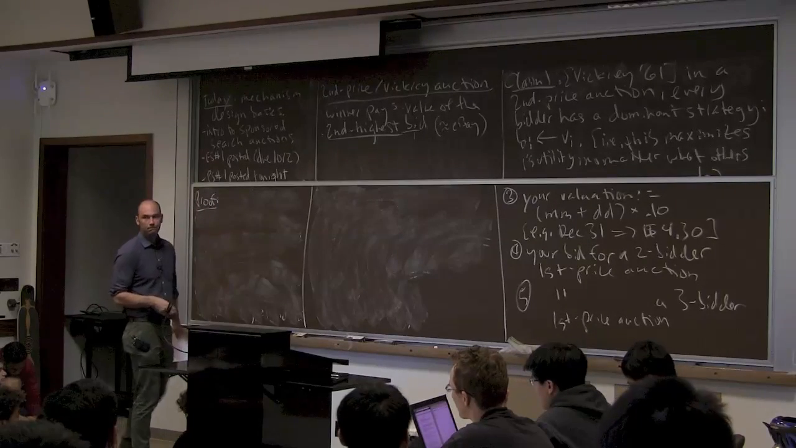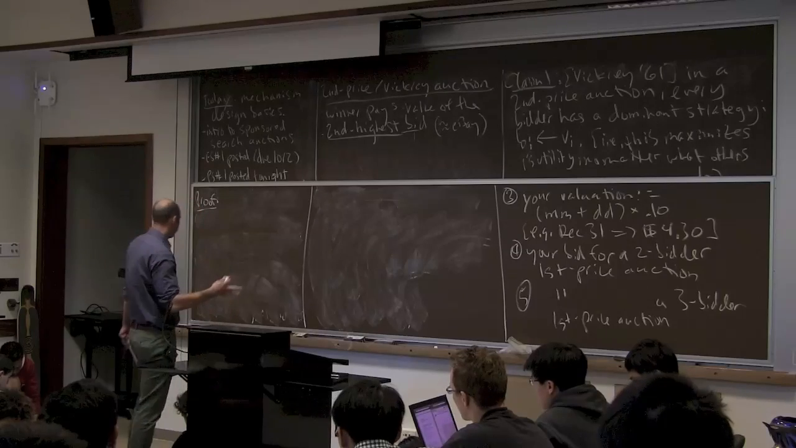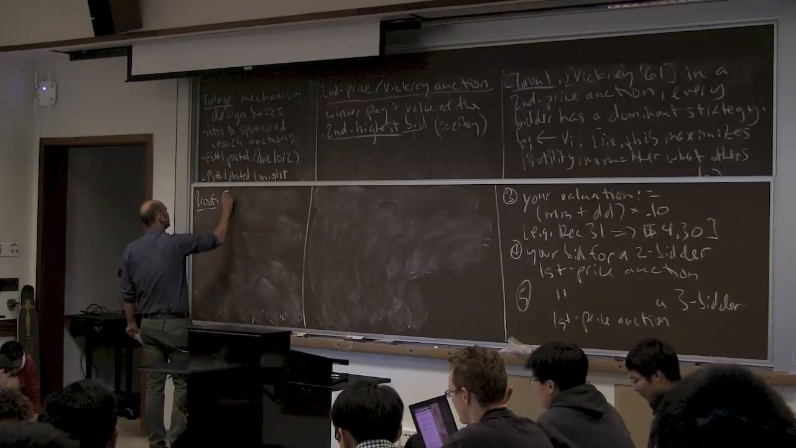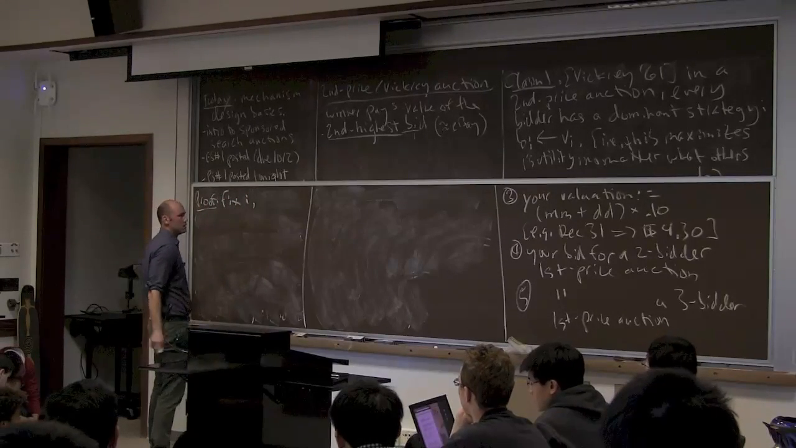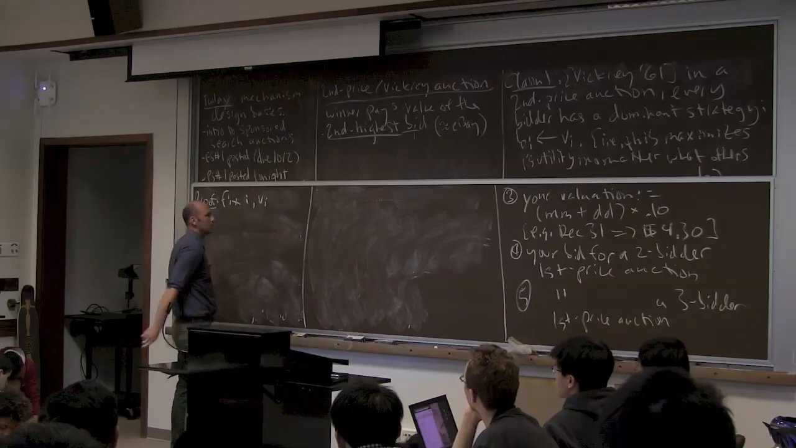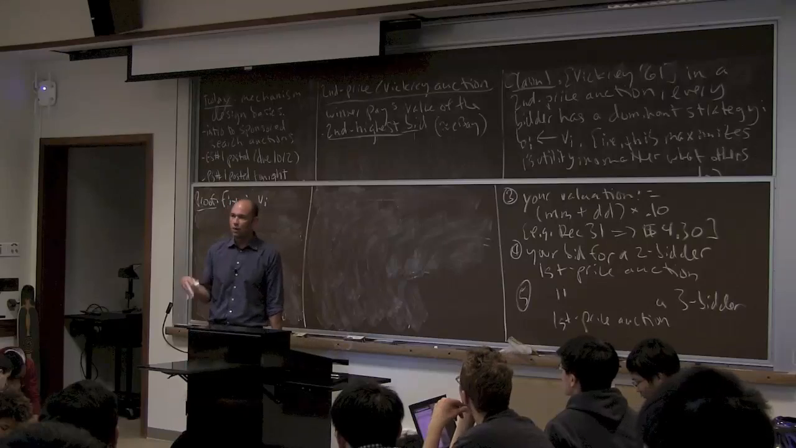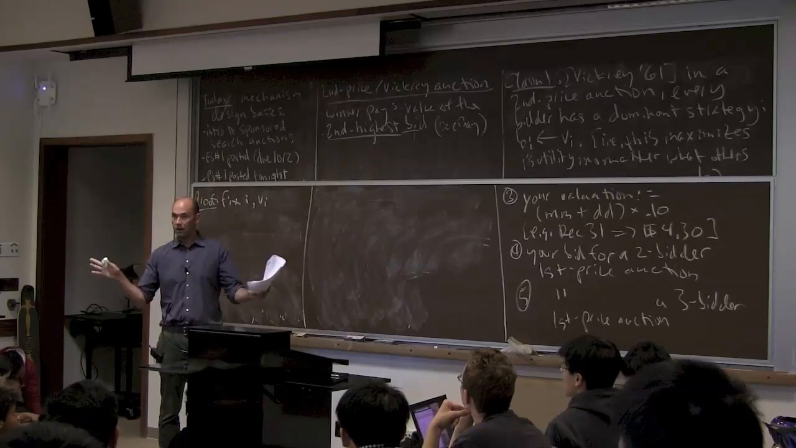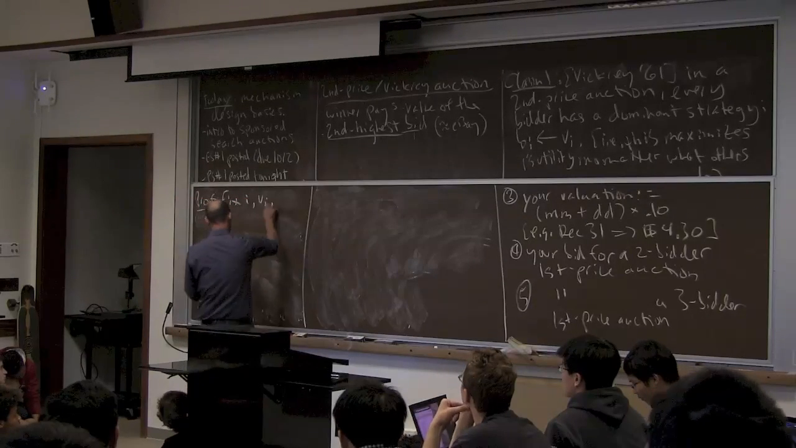So, proof. Pick your favorite player, I don't care which. Their valuation is whatever it is, V sub I. And I also need to fix what the other bidders are doing, because I'm not supposed to care what the other bidders are doing. That can be arbitrary.